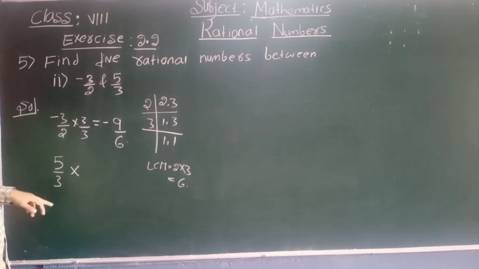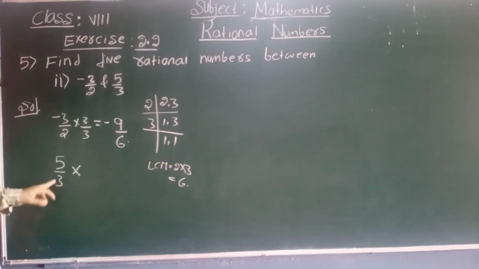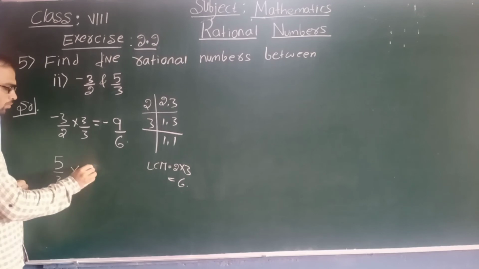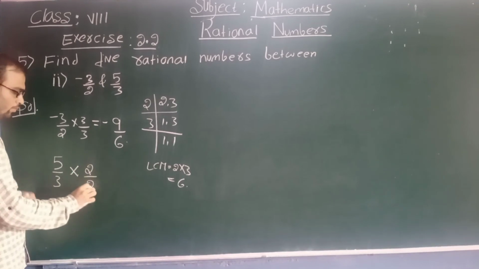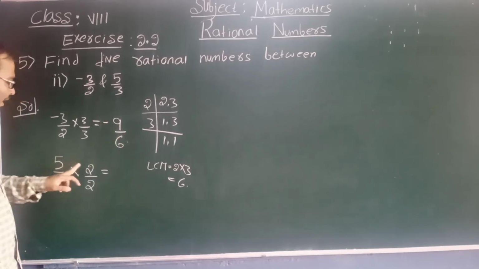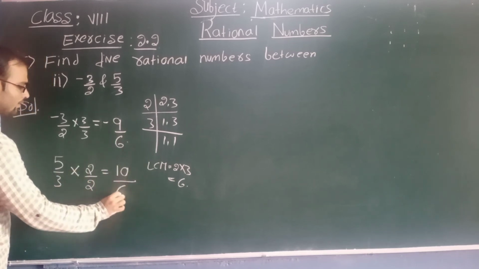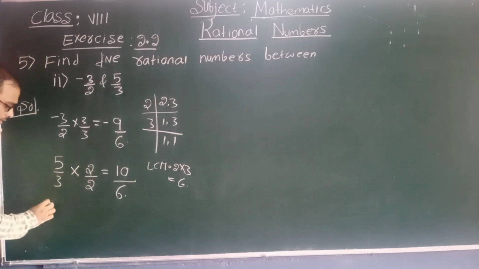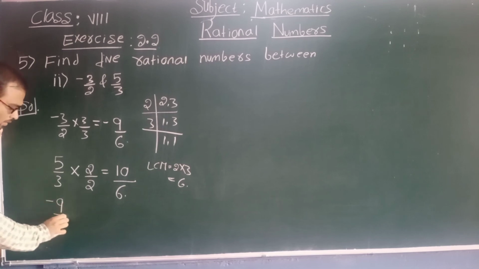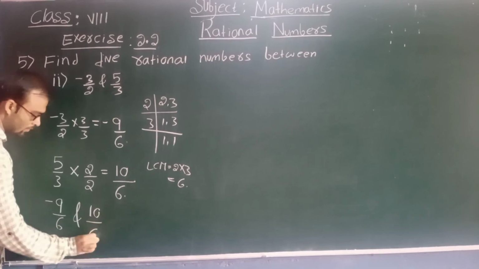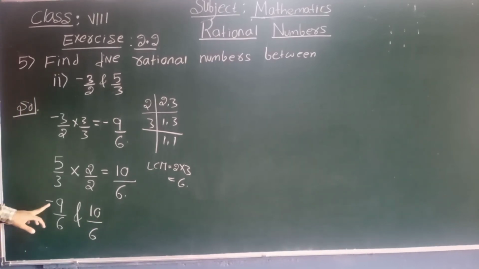Okay. So now look at here. LCM is 6 and the denominator of this number is 3. So what we need to multiply? 2. So 2 by 2 will multiply. Now 5 2s are 10 and 3 2s are 6. Once I will write these two numbers. So what we have got, students? We have got -9/6 and 10/6.